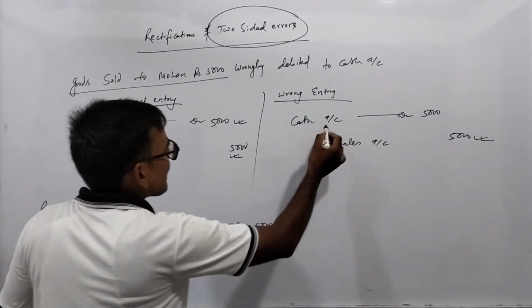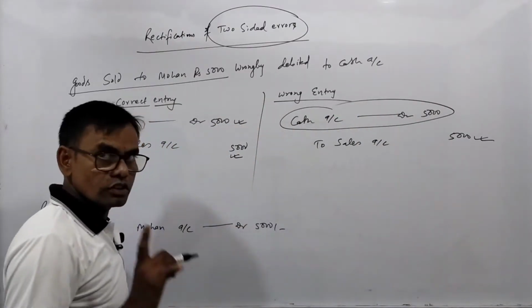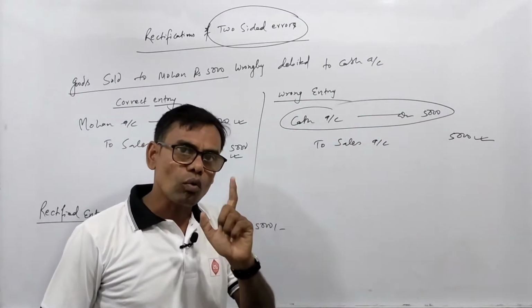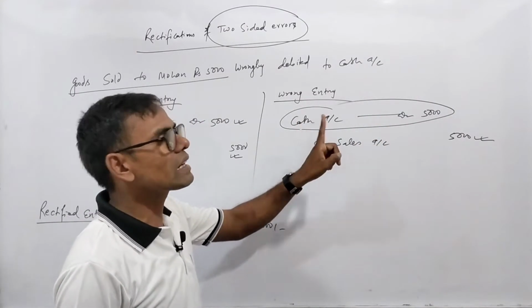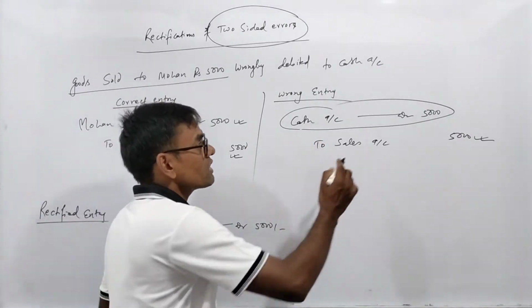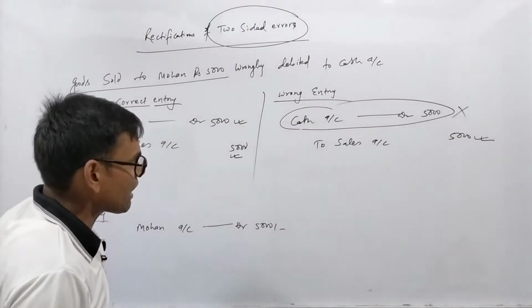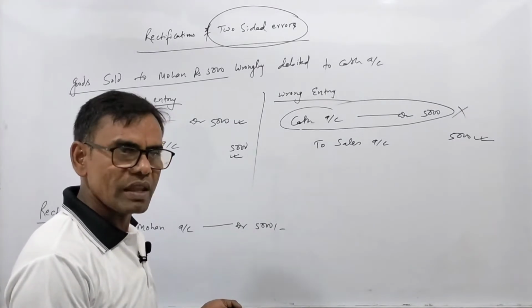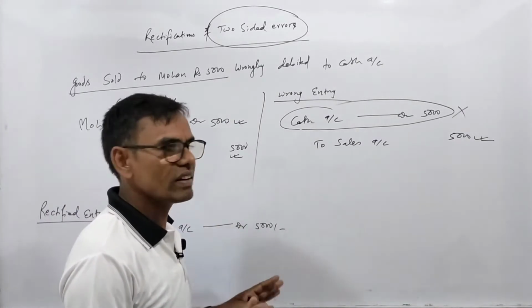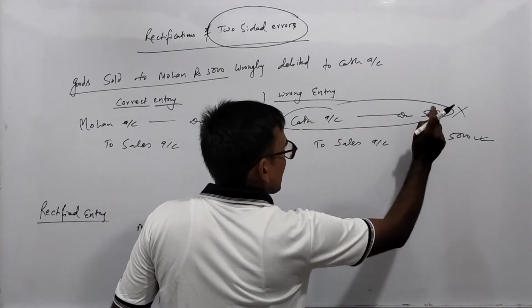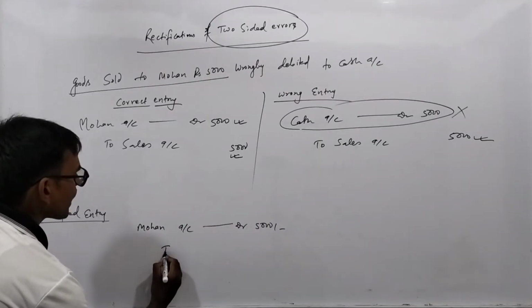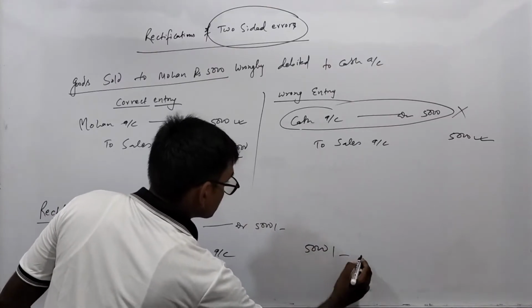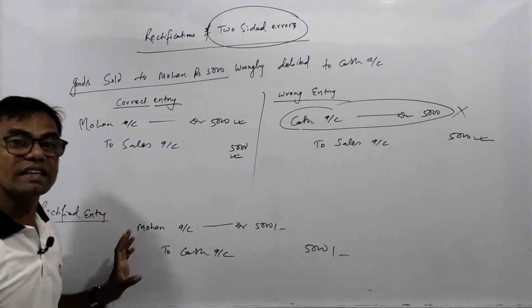But cash account is debited, and it is wrong, because it is a credit transaction but cash account is debited. So what should we do? We should cancel the cash account. Cash account is not required. As you know, to cancel the debit side, you have to write in the credit side, and to cancel the credit side, we have to write in the debit side. So the cash account is debited and it is going to be cancelled. We have to write it in the credit side. Cash account credit. Yes, this is the rectified journal entry.